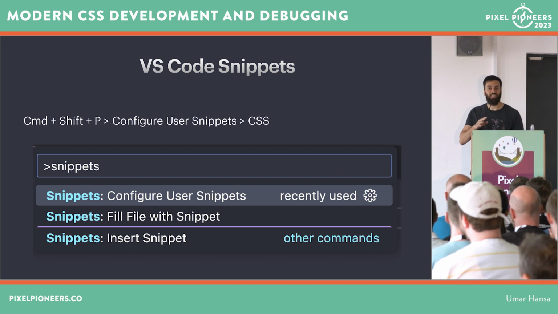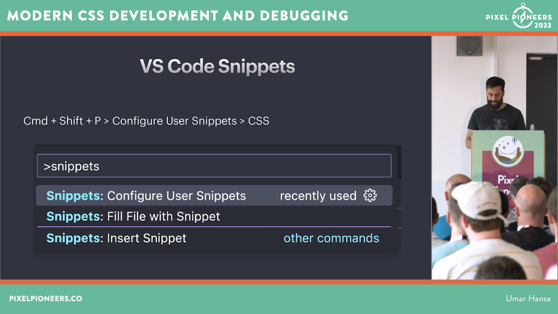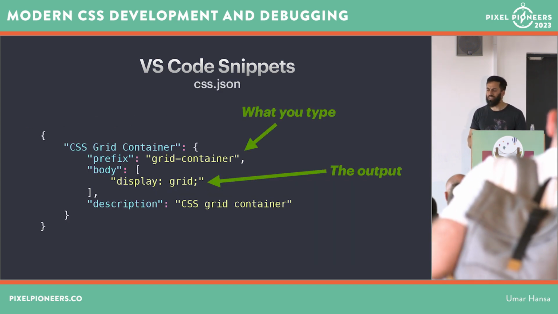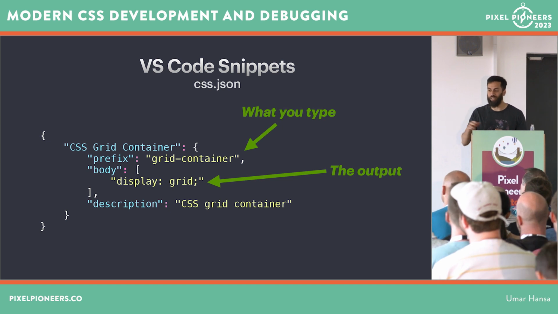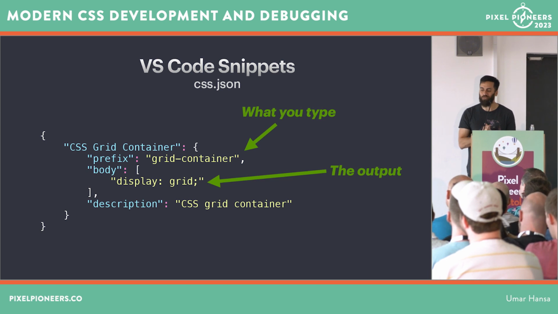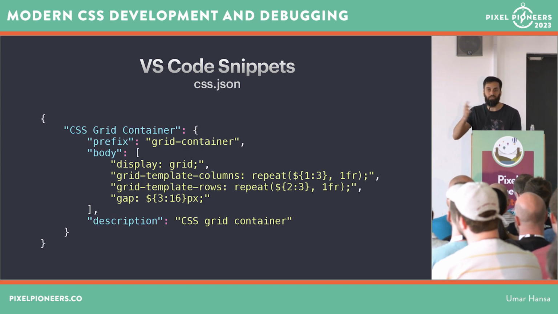The gist of it is, in VS Code at least, you press Command Shift P, configure user snippets, and then you have to write this funny looking syntax over here. To be honest, right now you can actually use AI tools to generate this for you. Just think about what you want to produce and have the tool generate it. If you type in grid-container, like in my case, it can generate a bunch of multi-line CSS for you, so you don't have to type that in each time.